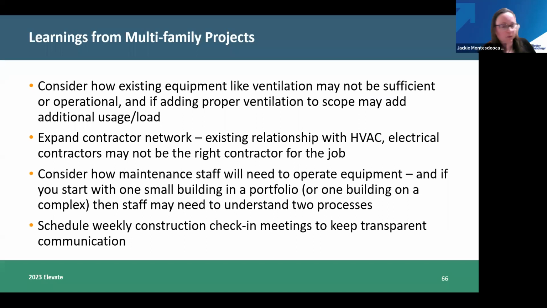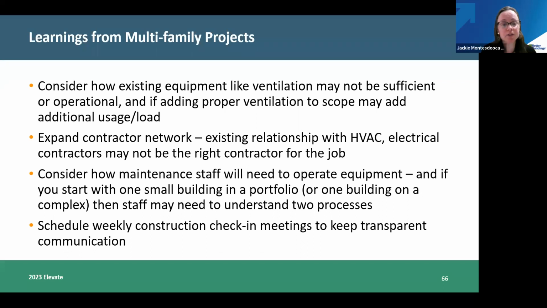I definitely want to get into the Q&A on this. So overall, and I should also mention, we've done about 250 units across Chicagoland, Wisconsin, and Michigan so far. And some of the things we've seen are that you've also got to consider how ventilation may add to the load if it's not already working or sufficient.